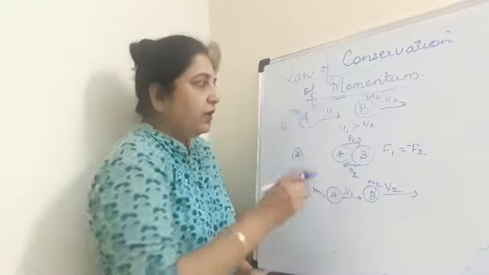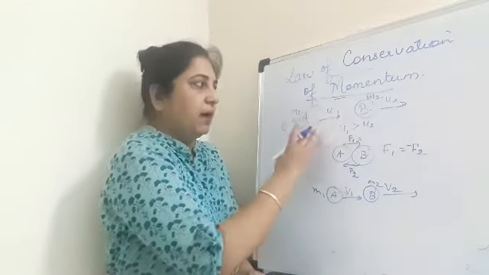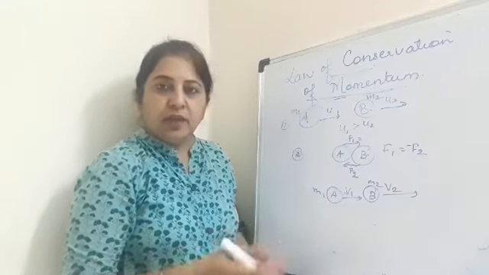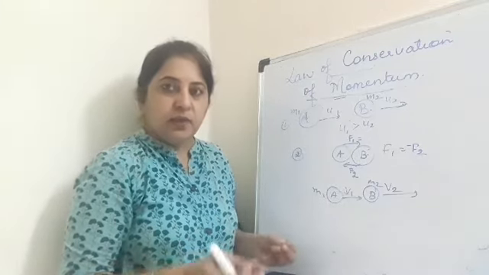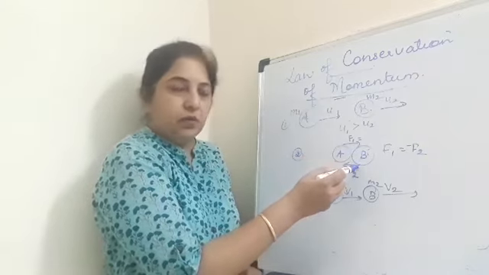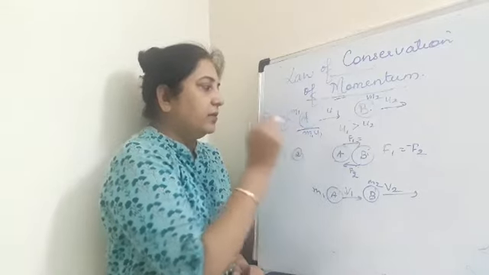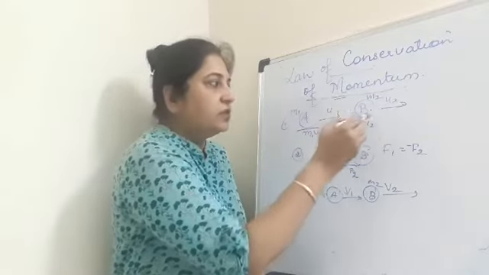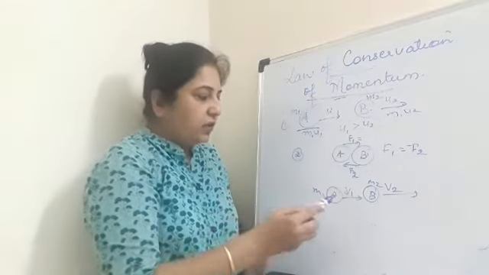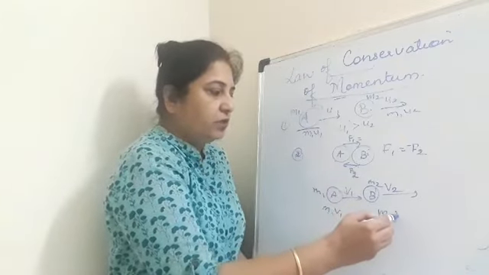So you are following, two objects moving in the same straight line in the same direction. Masses are different, velocities are different. So we assume that they collide with each other. When they collide with each other, they will exert force on each other. Now the momentum of this object is m1 u1. The momentum of this object is m2 u2. Now after interaction, m1 v1 and m2 v2.